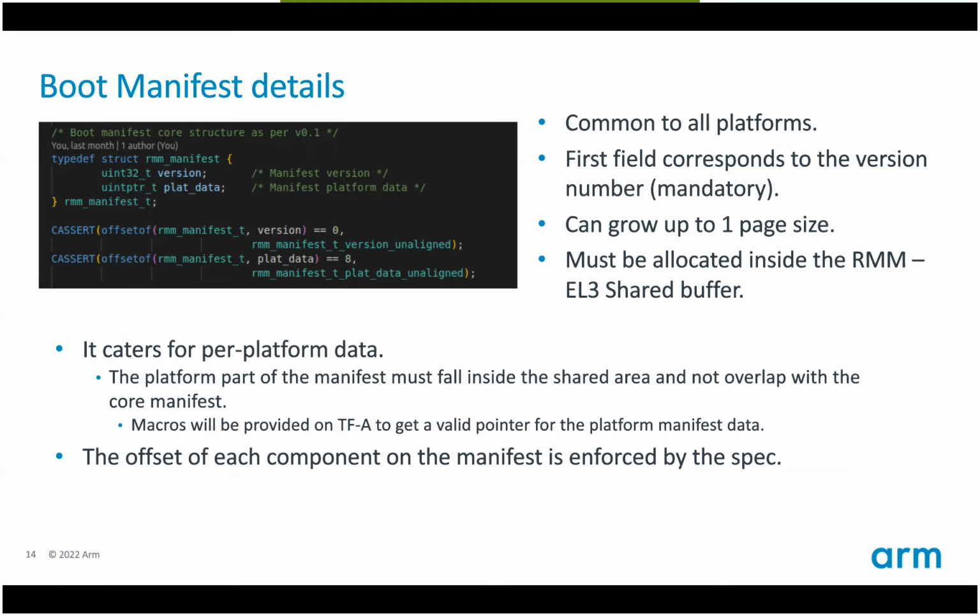But what we've thought about is that the boot manifest data would be the same for all the PEs on the system, so we shouldn't have much per CPU information in this platform data. Bear in mind that the boot manifest is only passed once during cold boot, and the rest of the PEs don't pass any boot manifest at all. They just pass the CPU ID.